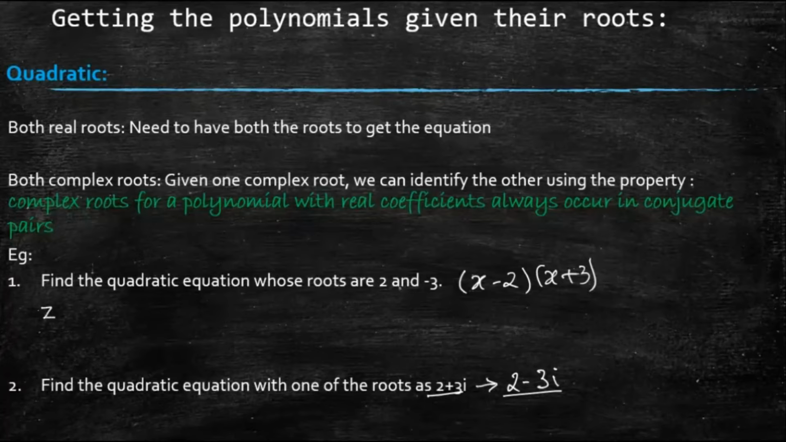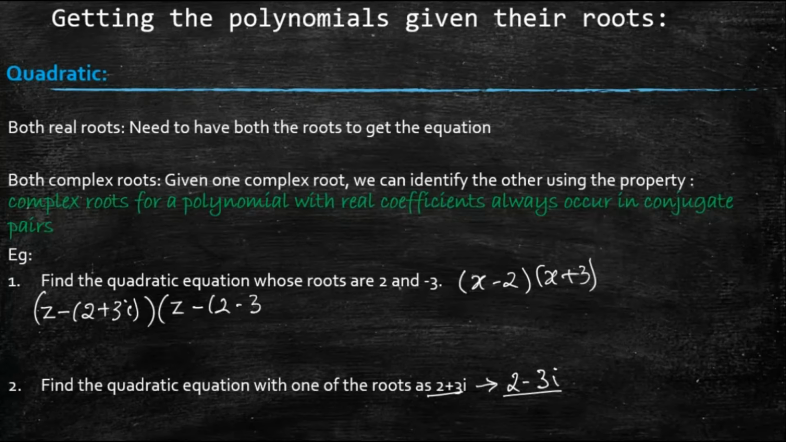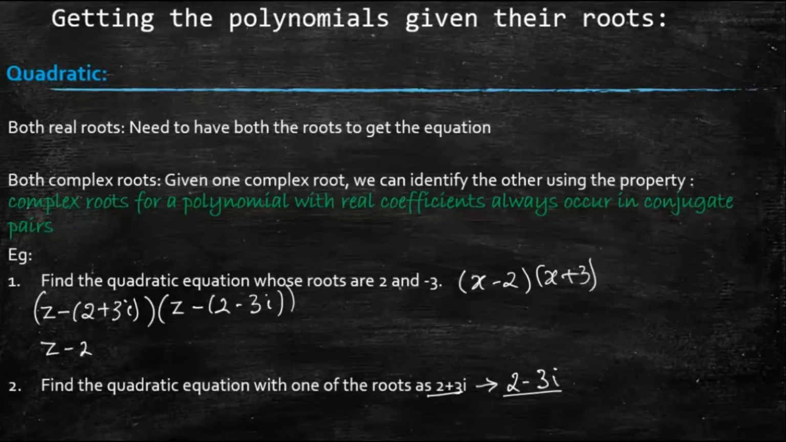So I will start using z because we have complex roots. The first linear factor would be z minus (2 + 3i), right? And then the other factor would be z minus (2 - 3i). And you need to multiply these two factors. It's easy to multiply. You can expand this, z minus 2 minus 3i, the first one. Open the bracket for the complex number, z minus 2 plus 3i.